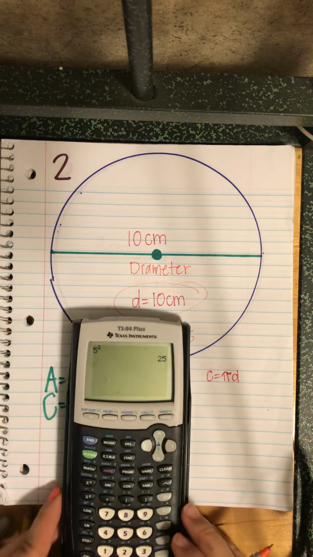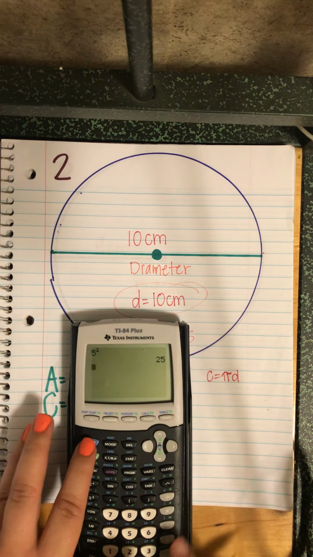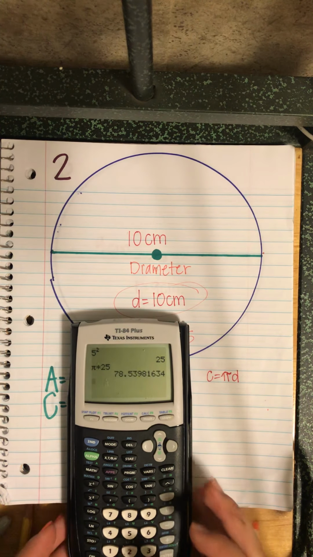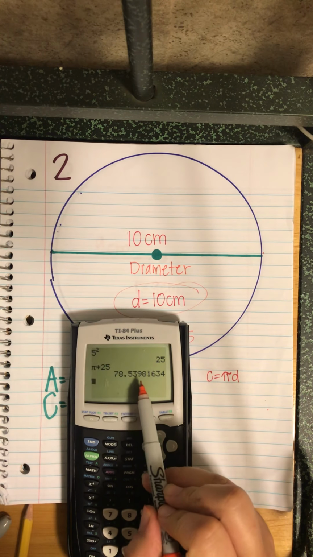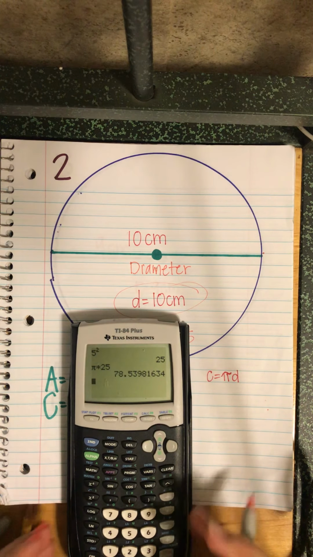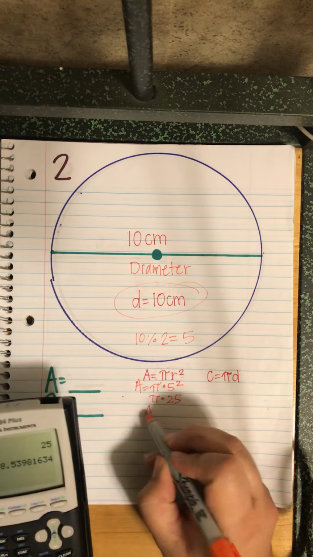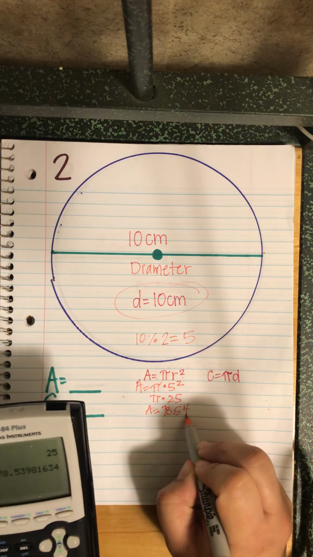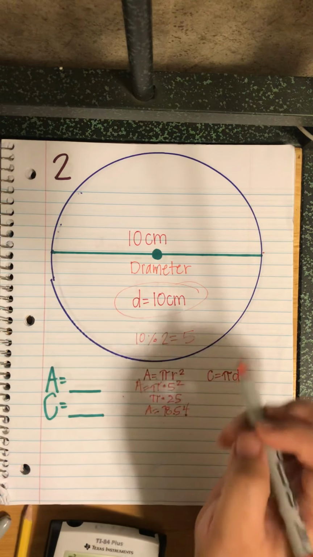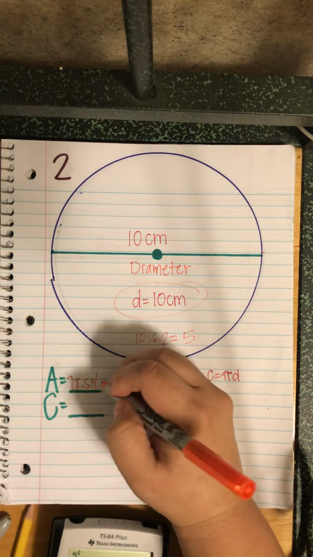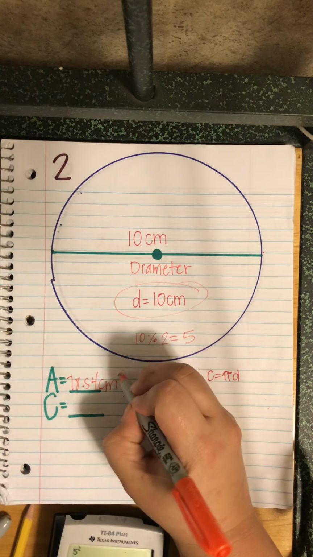So now here, get our calculator again. Second pi times 25. We get our answer, 78.539. Okay, so we see the 9. We're going to round that 3 up to a 4. Area equals 78.54. And when we put it over here, 78.54, remember to label it correctly, centimeters squared.